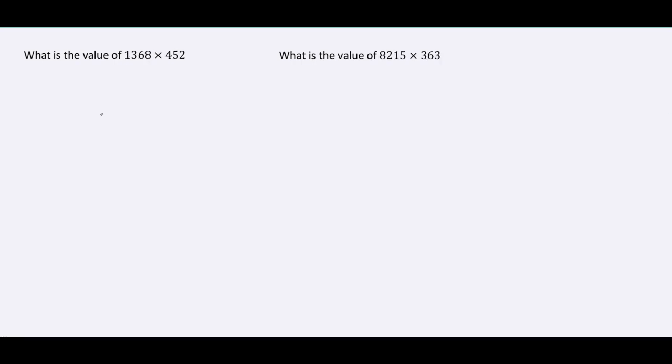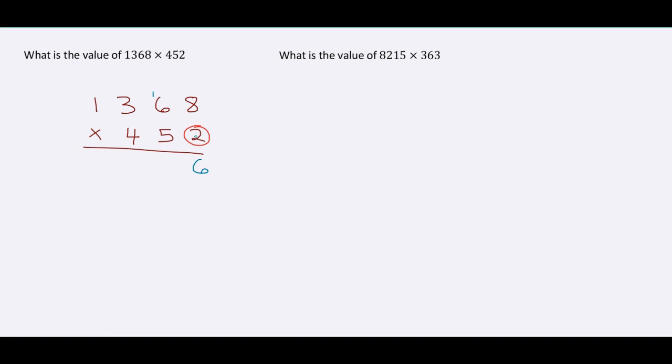Final set of examples. We have 1368 multiplied by 452. We'll start on the right hand side here. 8 multiplied by 2, we have 16. So we write 6 and we bring 1 up here.